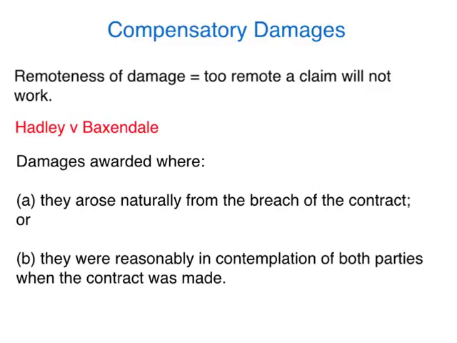In other words, where really a claim doesn't arise. And the key case for this is Hadley and Baxendale. And here the claimant owned a mill and ordered a new driving shaft for it to be delivered by the defendant. However, the defendant was actually late in delivering this, and the claimant sued for breach of contract.